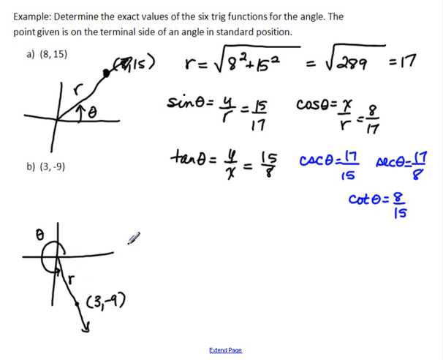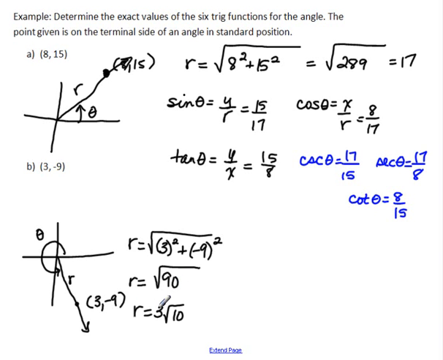So r would be equal to the square root of 3 squared plus (-9) squared, which is 9 plus 81, or 90. We can simplify that because that's really 9 times 10, so it's 3 square root of 10. So now sine theta is equal to y over r. So that would be -9 over 3 square root of 10. And we can reduce that. That's really -3 over the square root of 10.